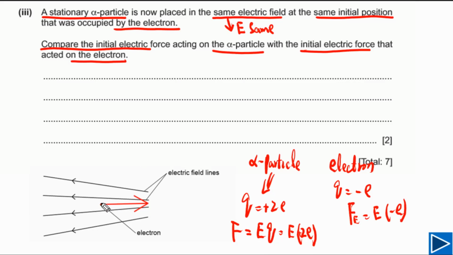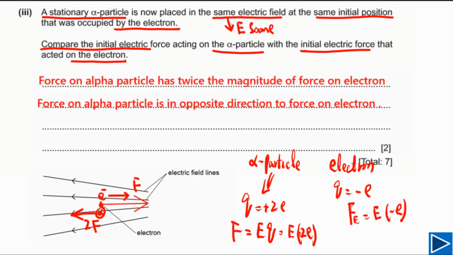We can also draw here, for example, when our electron was here, the force on the electron was to the right. Now if we place our alpha particle at this point, the force will be to the left. So the force is in the opposite direction. Let's say if this force is F, the force on the alpha particle will be 2F. So that's all we need to answer this question. If we have this understanding, then we can write down our answer like this.